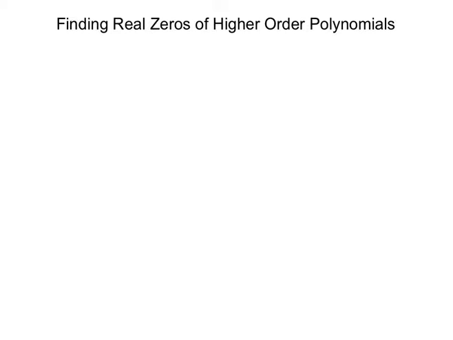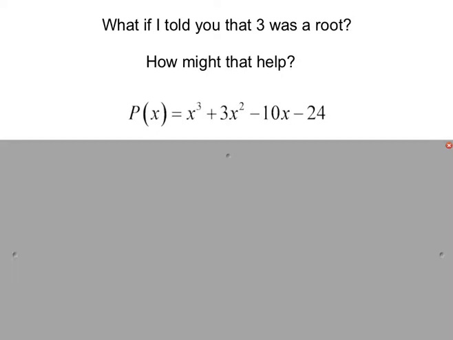So today we're going to talk about finding real zeros of higher order polynomials when they don't factor using traditional methods. So, looking at this function, what if I told you that 3 was a root? Remember, a root is the same as a zero. How might that help? Press pause. When you're ready to see the answer, press play again.